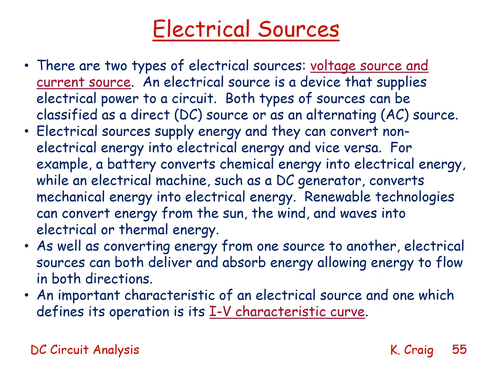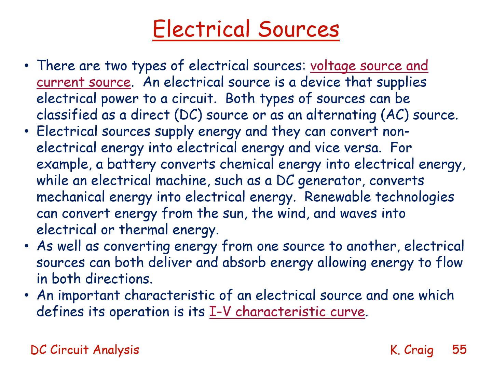Electrical sources. There are two types of electrical sources, voltage source and a current source. An electrical source is a device that supplies electrical power to a circuit. Both types of sources can be classified as a direct current, DC, source, or as an alternating current, AC, source.